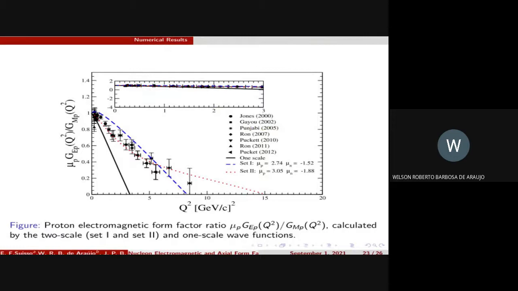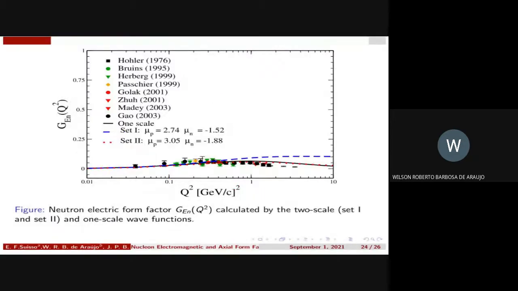This figure is one of the most important for our work. There is here a comparison between set 1, set 2, and one-scale. We can see that the zero of the proton electric form factor is moved by the introduction of a high momentum scale. By looking at the neutron electric form factor, we can note that set 2 also shows a nice agreement with experimental data at low squared momentum transfer, in opposition to set 1, which shows bad agreement.